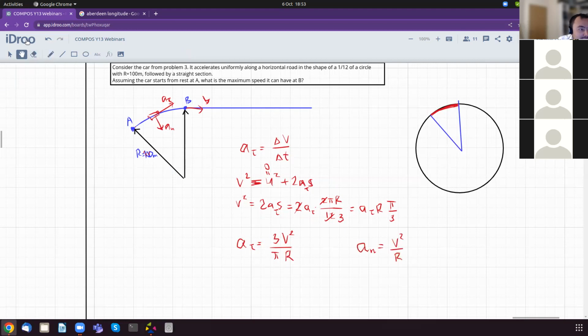Now, they told us it's accelerating uniformly. That means this has to be constant. So there's a question, why do we use the tangential acceleration? Normal acceleration is only to do with turning, if that makes sense. And tangential acceleration is like traveling.